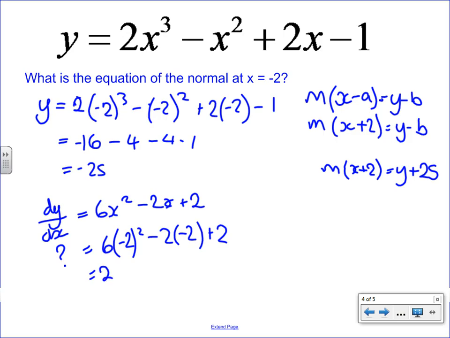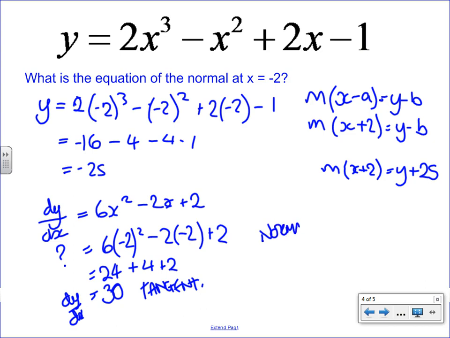So x is minus 2, so we can sub in x is minus 2. 4, 6, 4 is 24. Plus 4 plus 2, which is 30. So that's dy by dx. So that's the gradient of the tangent. To do the gradient of the normal, we need the negative reciprocal. So for the normal, we need minus the reciprocal of 30. Right, so then that goes into there. Minus 30 minus x plus 2, y plus 25.